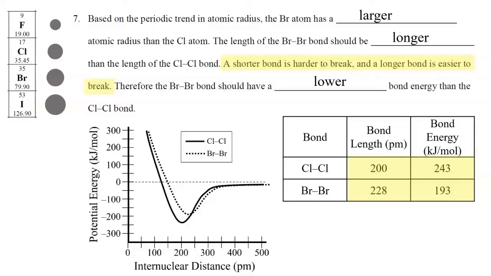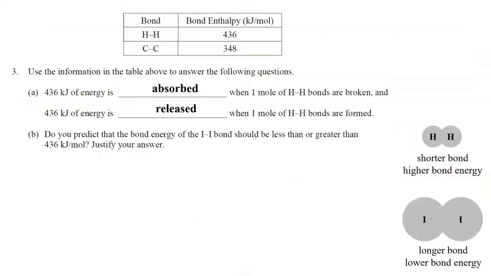So we can see that in the comparison of chlorine and bromine. So because bromine is larger in size than chlorine, the bond length between 2 bromine atoms is longer than that of chlorine, and the bond energy to break the bromine-bromine bond is less than that of chlorine. So now that we know that there's that relationship between the size of the atoms, the bond length, the bond energy, you should be able to recognize, based on their relative positions on the periodic table, that the iodine atoms are much larger in size than the hydrogen atoms.